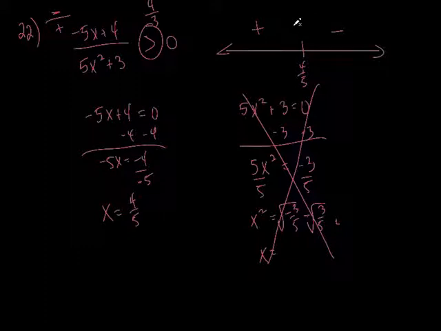So what am I going to pick? Can we include 4/5? No, because that would make it equal 0. This doesn't say equals 0. If I stuck a 4/5 in for this, it would make this thing 0 over whatever. All right, so we're not going to include 4/5, but it's everything where? To the left. It'll be like that.